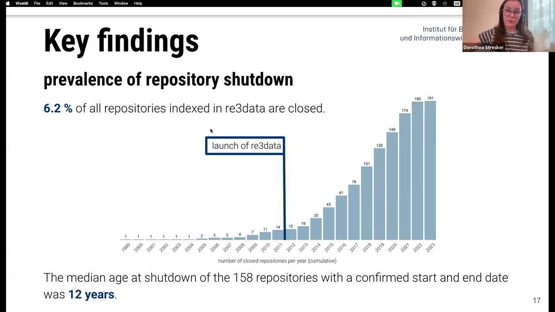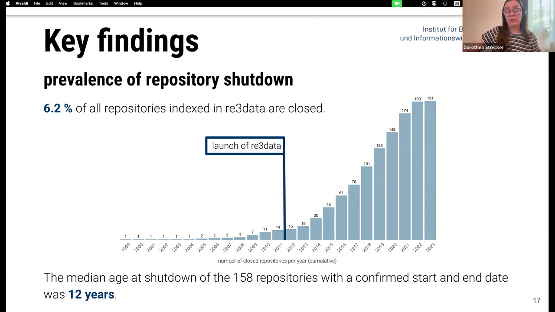I now want to give you a brief overview of some of our key findings before we move on to the Q&A. We found that roughly more than 6% of all repositories indexed in re3data are closed. And since re3data, the registry we used, officially went live in 2012, at least one shutdown has been recorded every year. So it's fair to say that this is not a rare phenomenon, but it occurs fairly regularly.